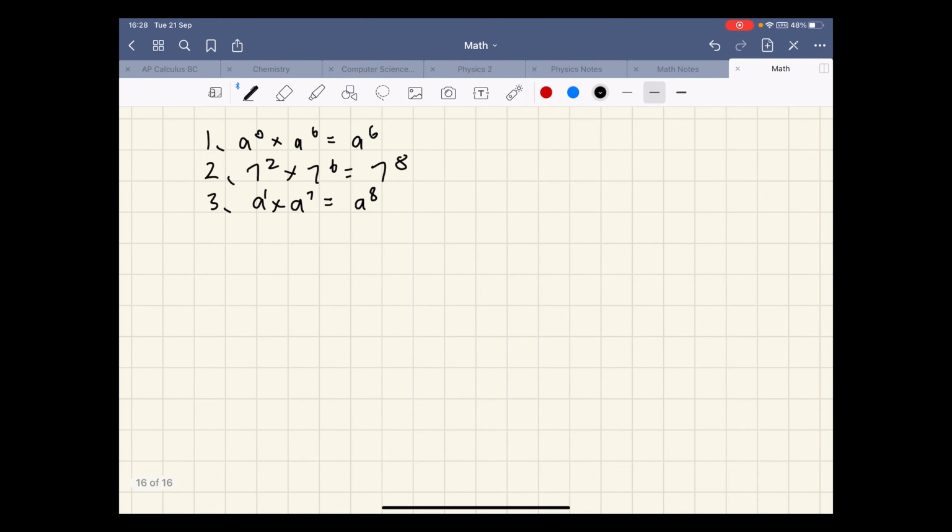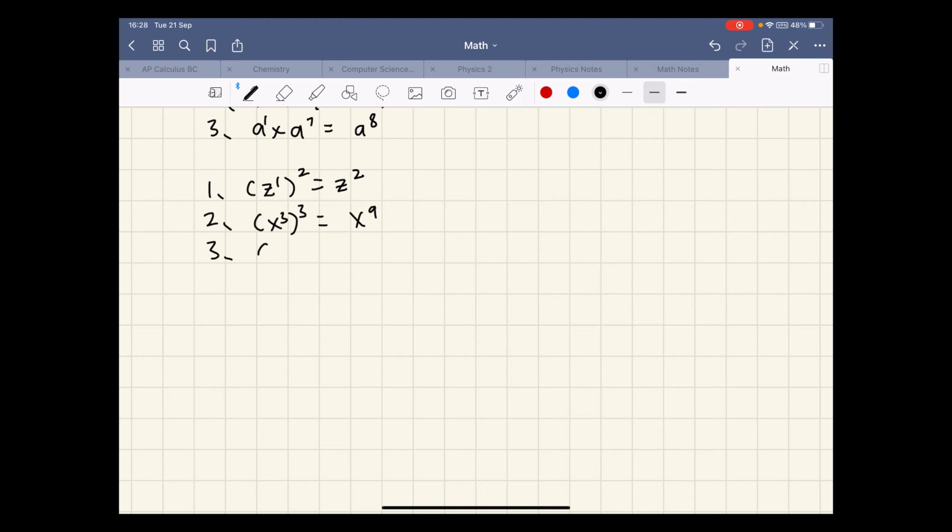So let's do a power of powers practice problem. So number 1, z to the power of 1, to the power of 2. Here 1 times 2 is 2, so we just get z to the power of 2. Number 2, x to the power of 3, to the power of 3. 3 times 3 is 9, so we get x to the power of 9.